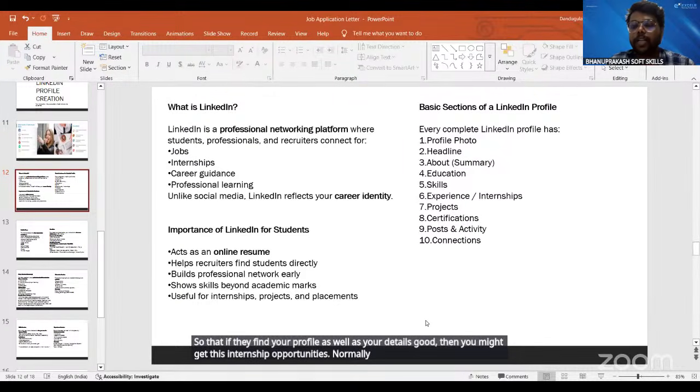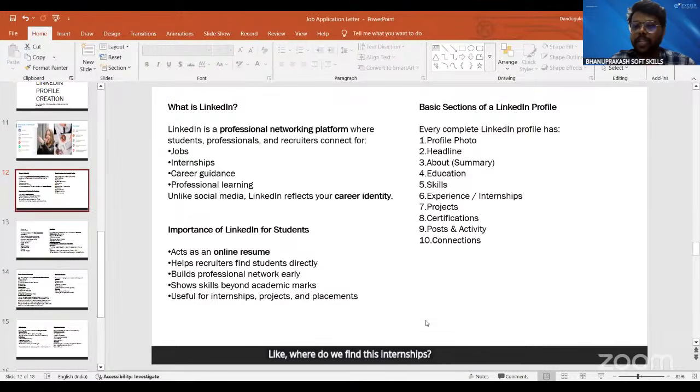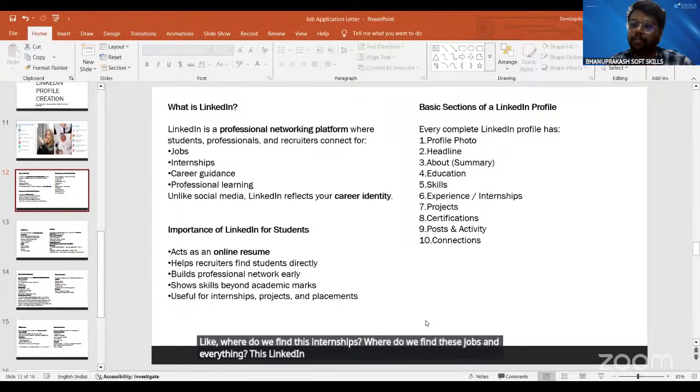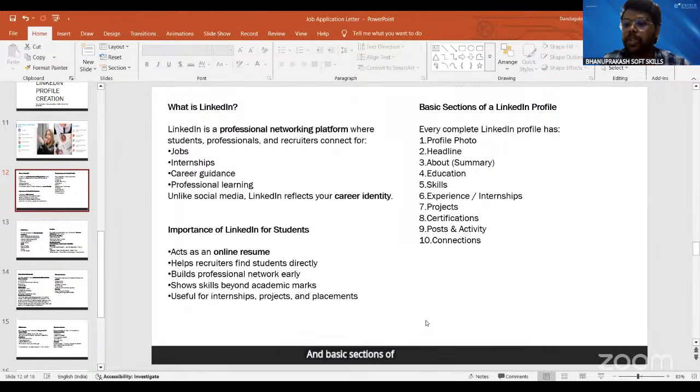Normally, people usually ask, where do we find these internships? Where do we find these jobs and everything? LinkedIn is the best platform for that. And now the basic sections of this LinkedIn profile.